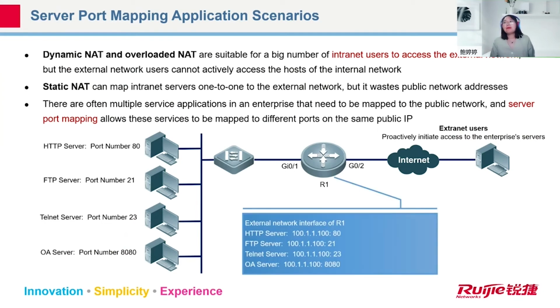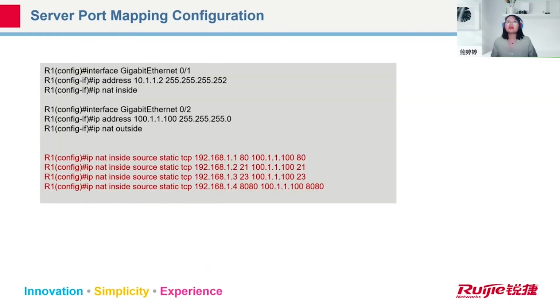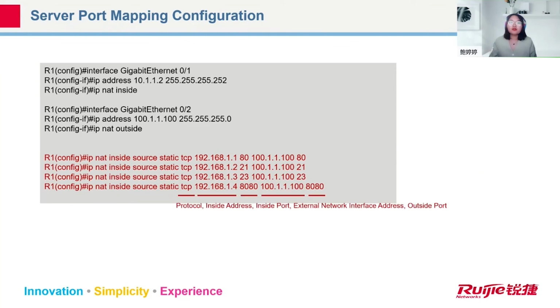Like this one, we will use one public IP address, 101.1.1.100, and the port number 80 to indicate HTTP server, 21 to indicate FTP, 23 to indicate Telnet. But all of them will use the same public IP address. Of course, they will have different private IP address. And the key command is here. You also have to decide which one is inside, which one is outside. The command is ip nat inside source static.